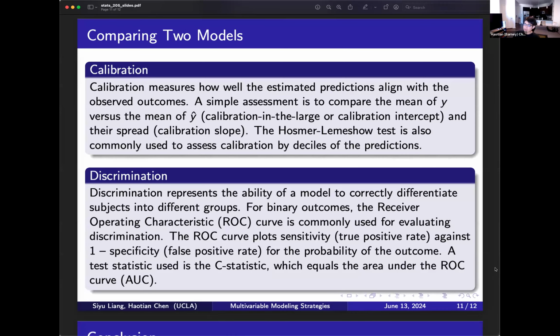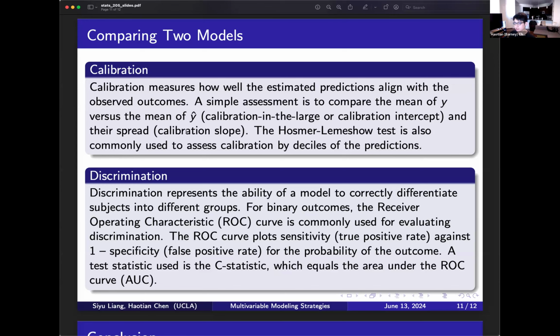Finally, we'll talk about how to compare two models. The intuition is that we cannot simply choose the model that has better performance, because we might just select a model that is overfitting the data. In comparing two predictive models, we often concern ourselves with calibration and discrimination.